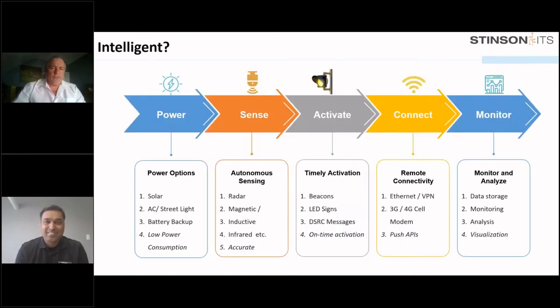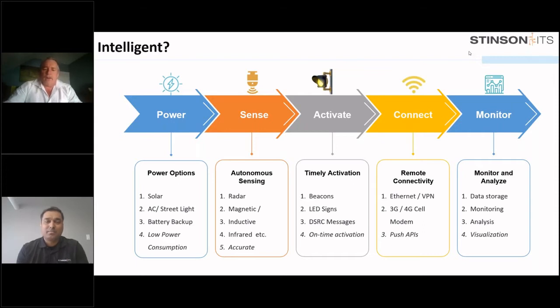Yes, thank you, Ajay. Good afternoon, everyone. Thank you for joining this webinar. First, we're going to talk about intelligent warning systems, how they're built, how they work. First of all, any intelligent system is broken into 5 subsystems. These systems are power, sensing, activation, connectivity, and monitoring.